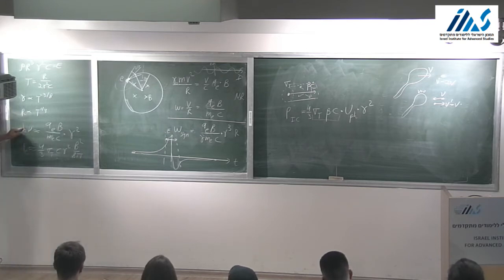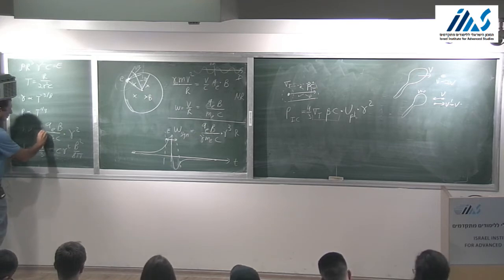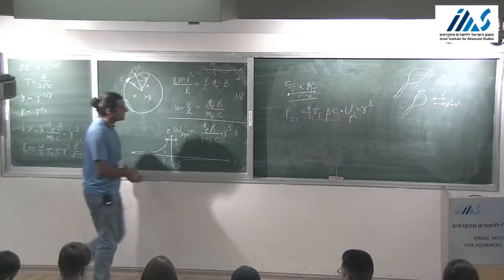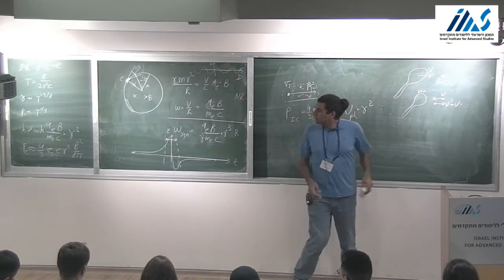So this is the frequency. Actually, for this to be the frequency, I need the h in here too. And this is the power, energy per unit time, that a relativistic electron in a magnetic field is emitting. Okay. So what do we want to do with all this now?